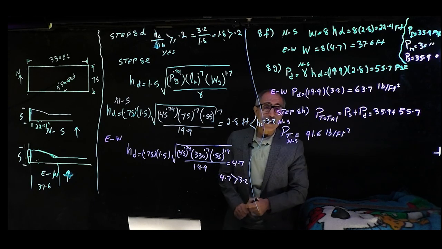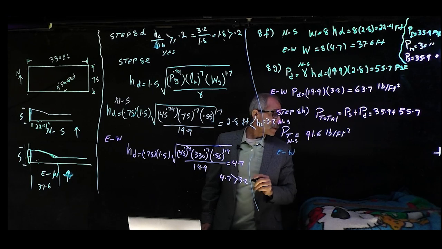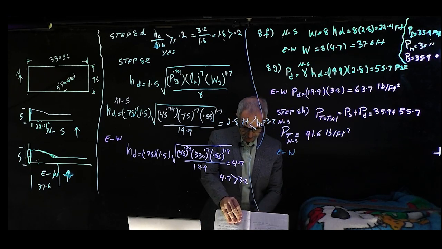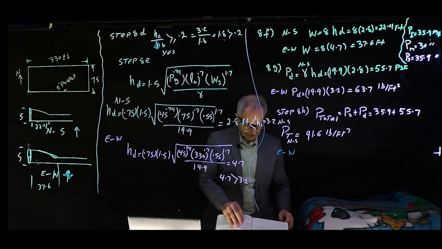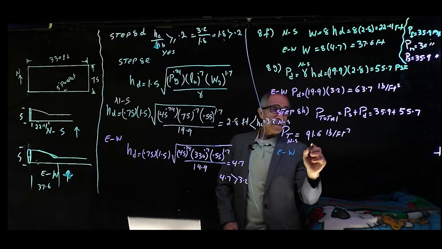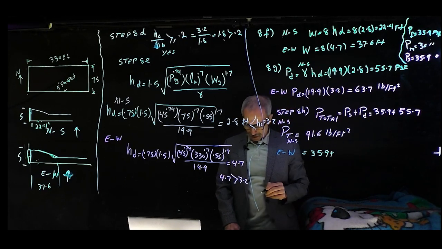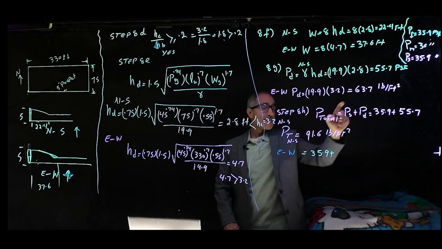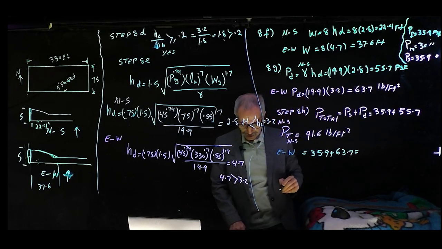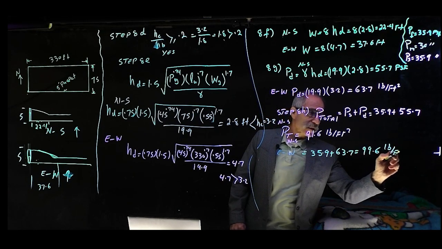Now in the east to west direction, same thing, it's going to be 35.9 plus, it was 63.7, so that comes out to be 99.6 pound per square foot.